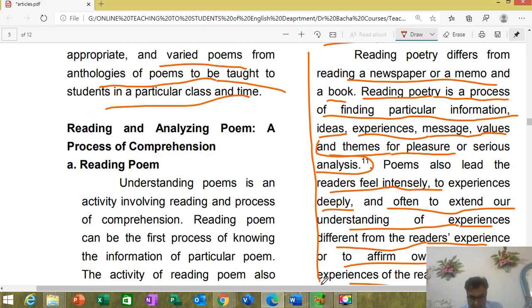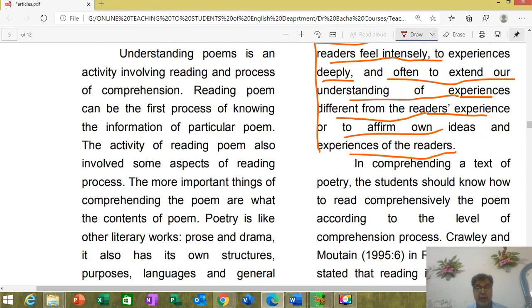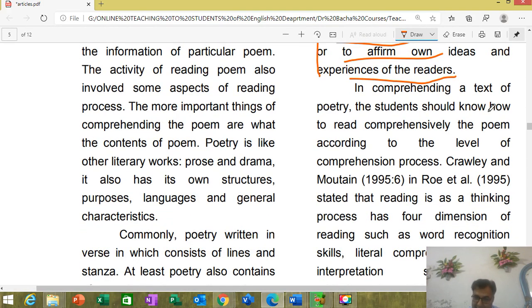If poetry is taught in this way, you are actually bringing literature into the linguistic classroom, and you are indirectly enabling students to become competent readers and competent listeners. So in comprehending a poetry text, what should they do? They should know how to read the poem comprehensively according to the levels of the comprehension process, right?